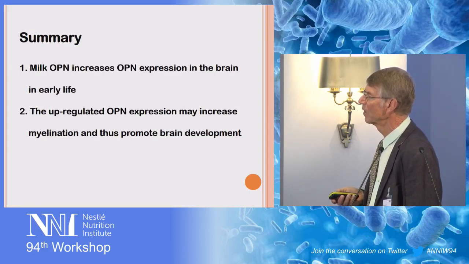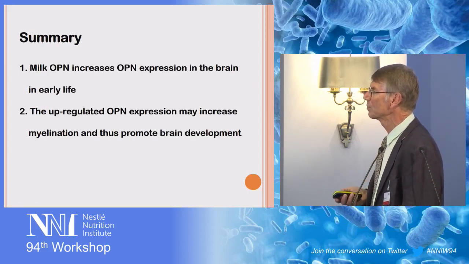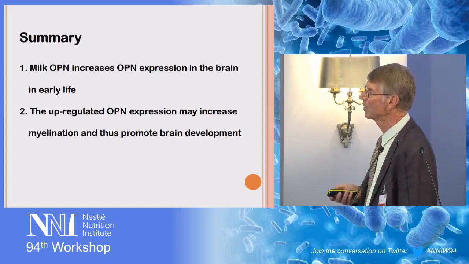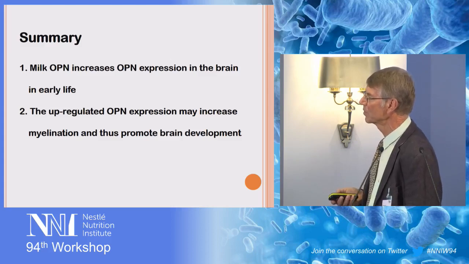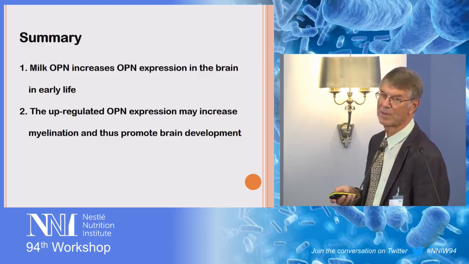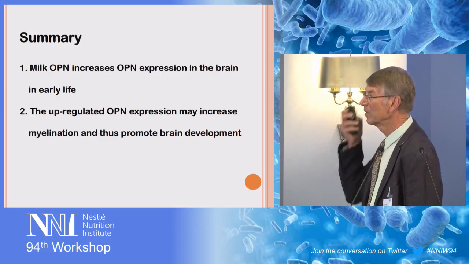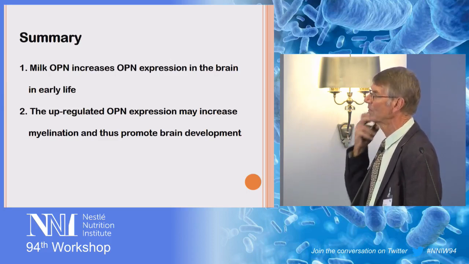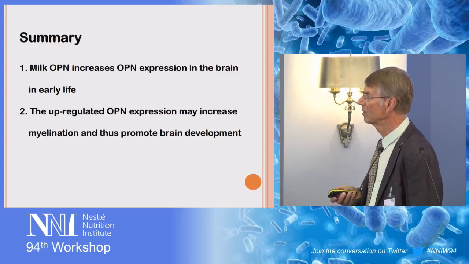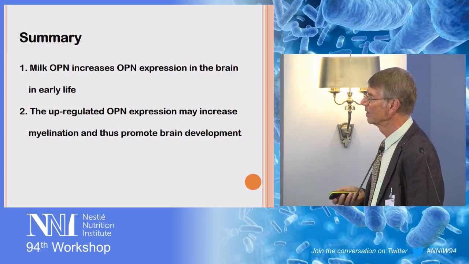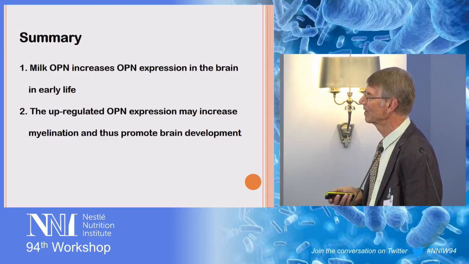So milk osteopontin increases osteopontin expression in the brain. That's why I said it's most likely some type of autocrine regulation there. And the upregulated osteopontin expression may increase myelination and promote brain development. In retrospect, of course, it would have been very nice to have done Bayley tests in the study we did in China, but at that time there was no suggestion even that milk osteopontin may have an effect on the newborn brain development. And the next study definitely should, in my opinion, have that included.